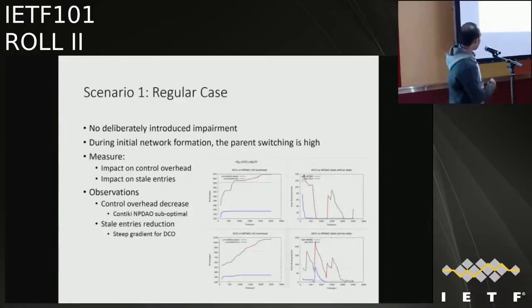Our primary intention was to work on reducing the stale entries count, and you can see that there is a steep gradient for DCO. In case of DCO, the number of stale entries is much lesser than when NP-DAO is used. It's natural that NP-DAO makes use of a path which is suboptimal, so it's bad by design. DCO improves on it, and the amount of time that the stale entries linger is much lesser. This particular difference I'm going to explain in the subsequent slide, because this is quite a surprise for us as well, and we tried to understand why it has caused such a big difference.